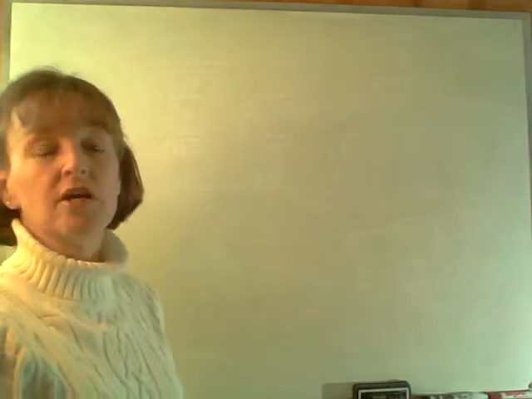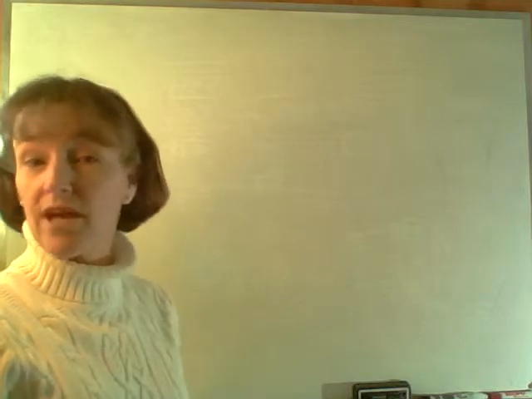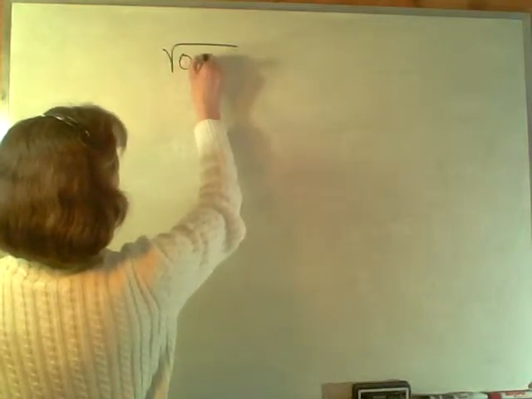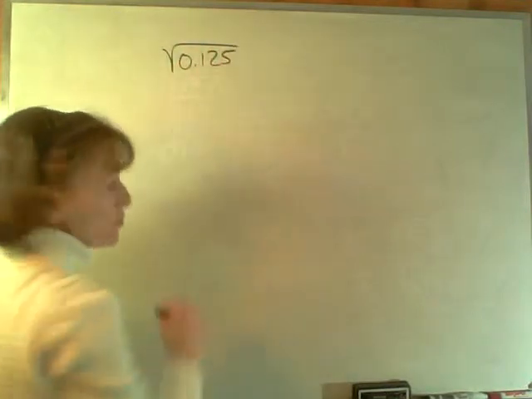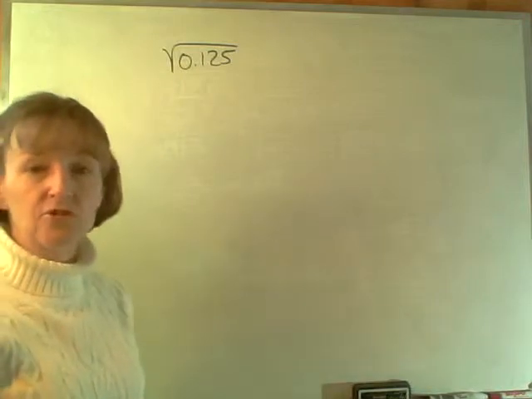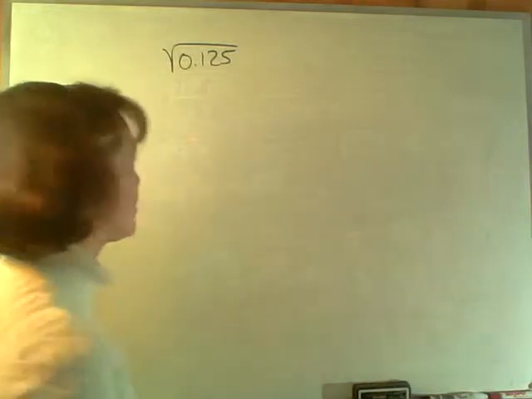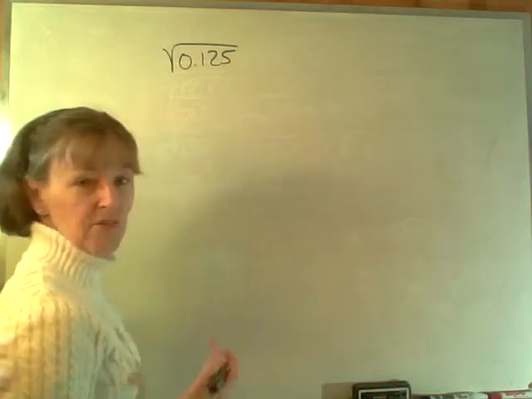Right, we know how to simplify radicals. Now we're going to simplify radicals that leave us with radicals in the denominator. So our first example is the square root of 0.125. Now we've learned how to take the square root of decimal numbers before when they were perfect squares. And so we're going to use some of those same techniques here.